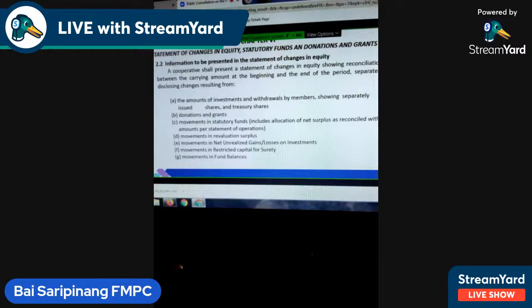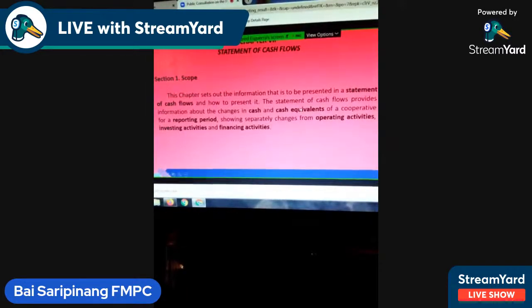Now, on the information to be presented in the statement of changes in equity, walang masyadong malaking pagbabago po dito other than the additions of the movements in the net unrealized gains, losses on investments, as well as the movements in restricted capital for surety because meron na po tayo mga CSM ngayon, and the movement in fund balances, this pertains of course to union. No? Kanya, itinagdag po natin.